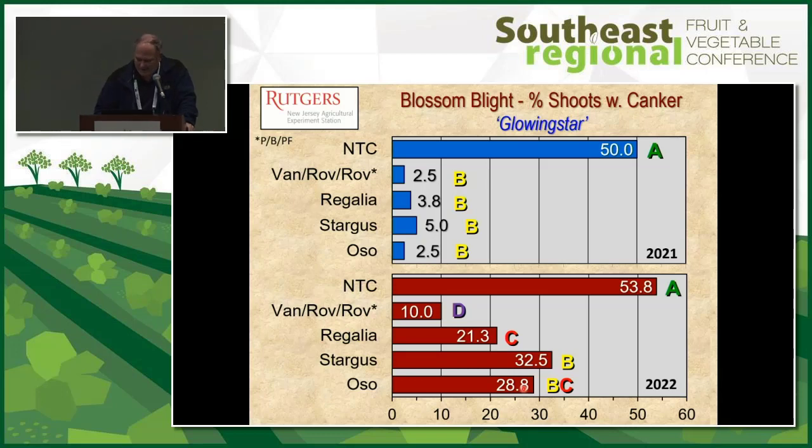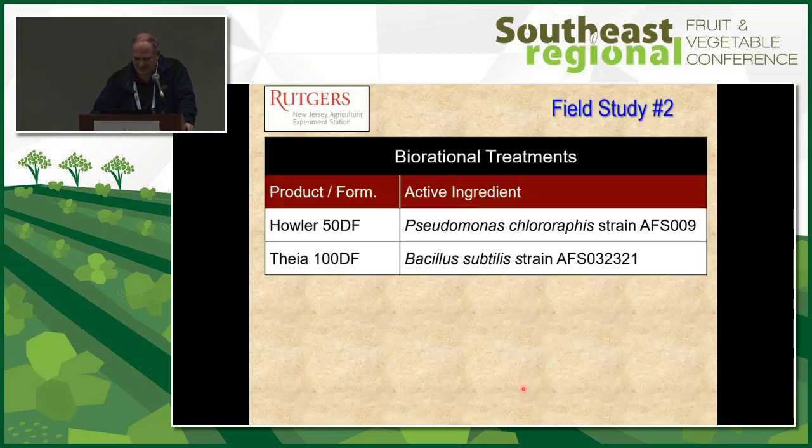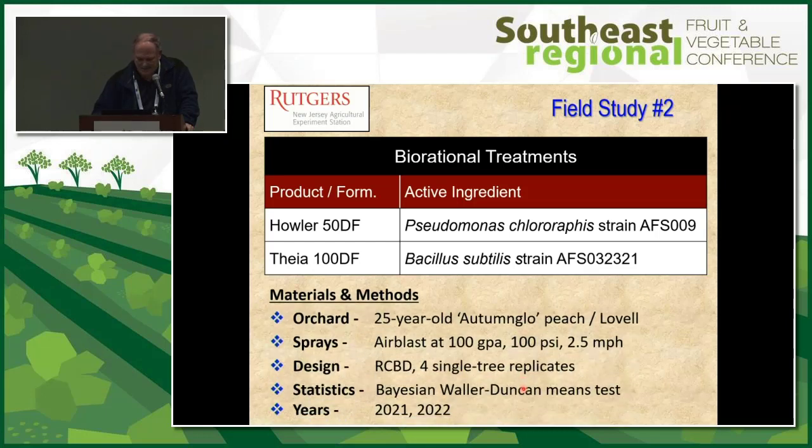So, all right, now let's go on to the next study, field study 2. And this had both Howler and Theia in it. Howler has an active ingredient, Pseudomonas chlororaphis, and then Bacillus subtilis for Theia, so they both fall within the biorational realm, both bacteria. And then as far as our materials and methods, this was on a much older block, an Autumn Glow block on Lovell rootstock also, air blast 100 gallons per acre, and then in both 2021 and 2022.